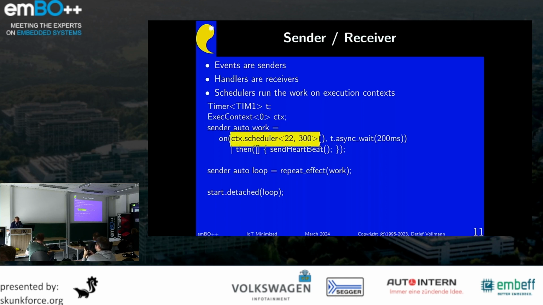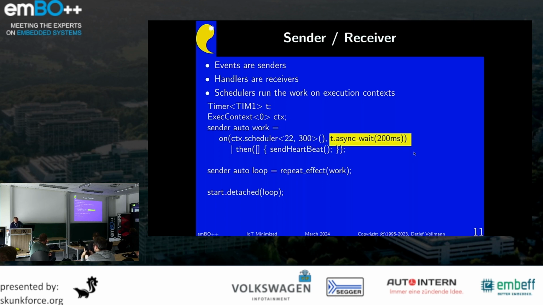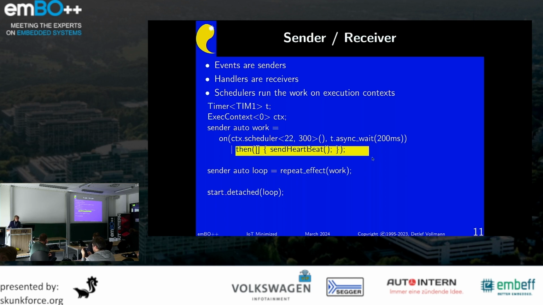You get a scheduler here, which automatically creates, for this specific execution context, a new task with a stack, and in this case the stack size is 300 bytes. And so on this scheduler, on this task, you first do an async wait on a timer of 200 milliseconds. And when that is done, so when the wait is over, then we just send a heartbeat.